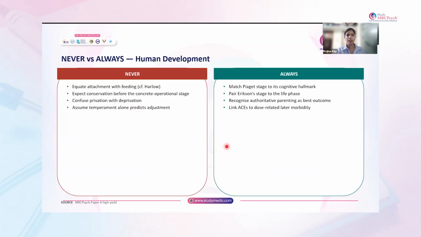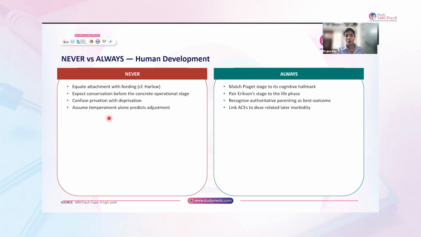So just to add here, never equate attachment with feeding. That was proposed by Harlow. Then, remember Harlow's experiments. The rhesus monkeys preferred contact comfort over feeding. Never expect conservation before the concrete operational stage. Conservation is developed only in the concrete operational stage, not before. Do not confuse privation versus deprivation. Maternal deprivation was proposed by Bowlby, whereas privation, yes.